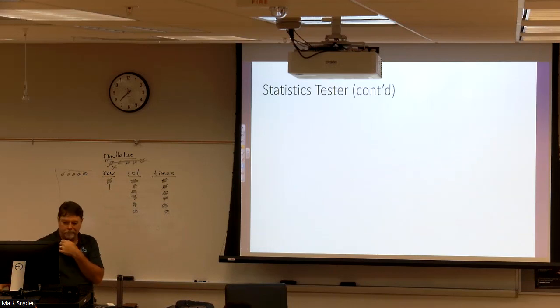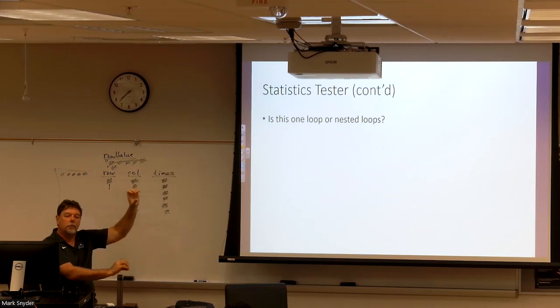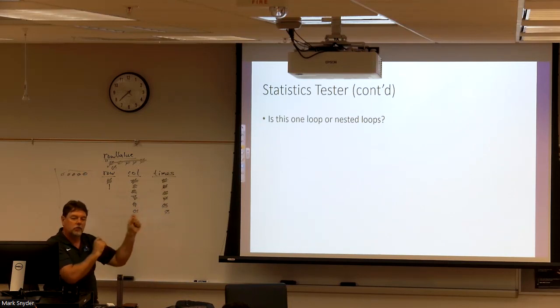Okay, so a couple of questions about that. Is this one loop? Is it one loop with control breaks? Is it nested loops, loops within loops? Is it sentinel? Is it counted? You know, that's what the point of this whole exercise is. I want you to start seeing problems and start thinking, wait, which pattern does this fit into?